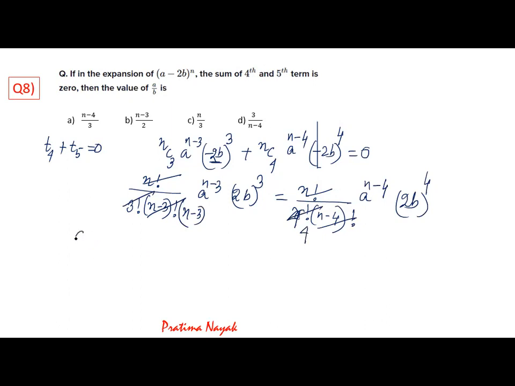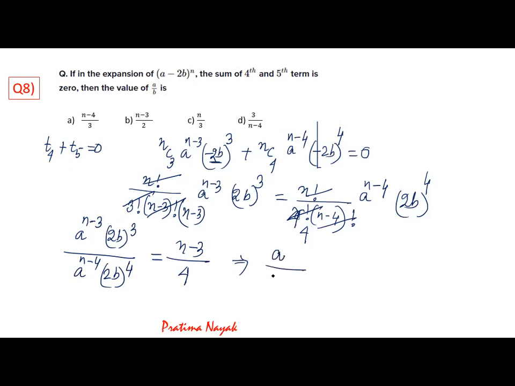So next I'll write a to the power n minus 3 into 2b power 3 by a to the power n minus 4 into 2b power 4 is equal to n minus 3 by 4. On simplification, here you will get a, here you will get 2b, is equal to n minus 3 by 4. Then what will be a by b? a by b is equal to n minus 3 by 2. B is the answer.